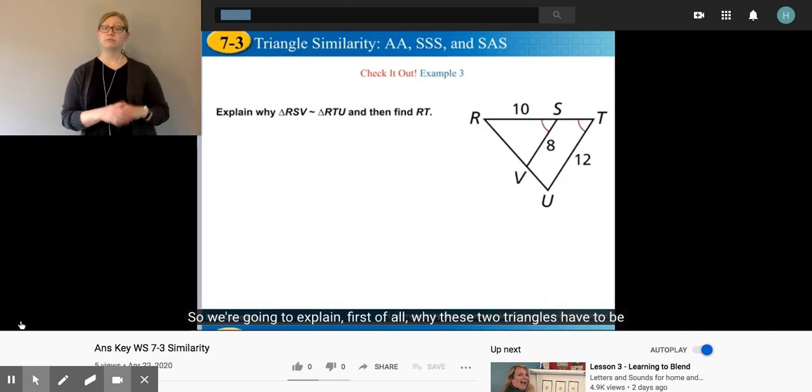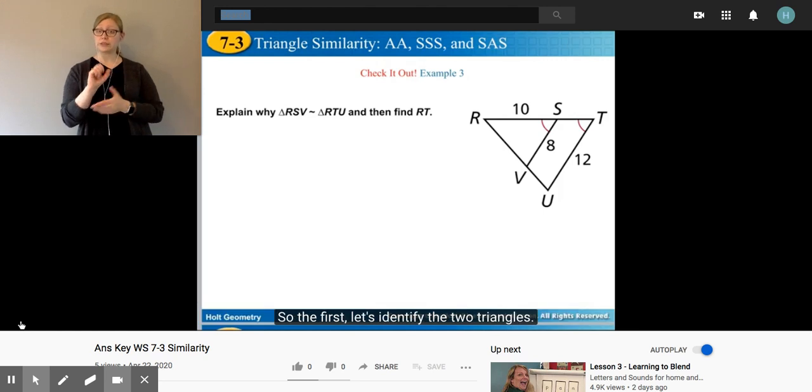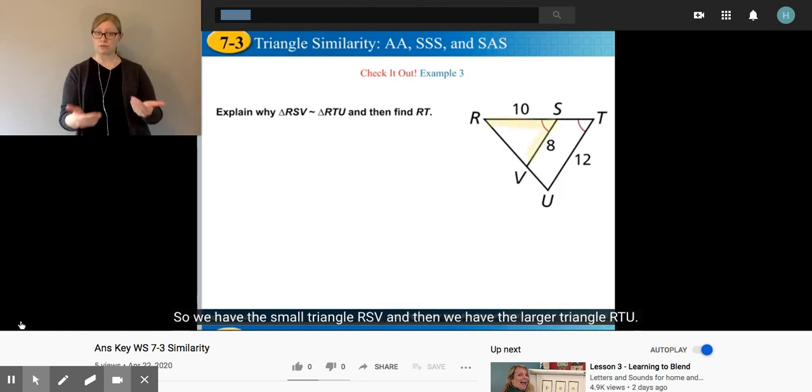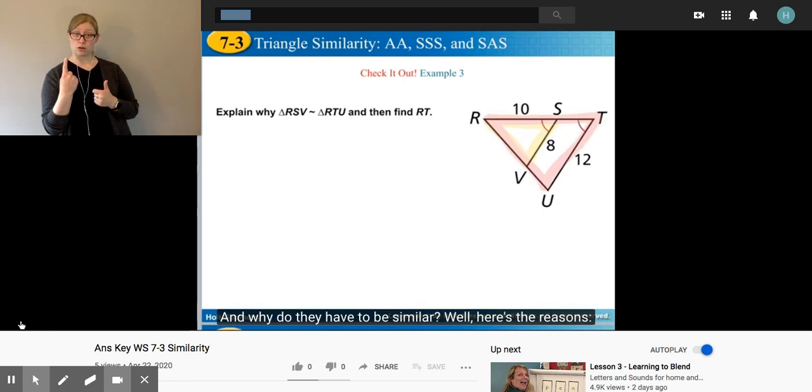So we're going to explain first of all why these two triangles have to be similar, and then once they're similar we can use that information to find the length RT. So first, let's identify the two triangles. We have the small triangle RSV, and then we have the larger triangle RTU. And why do they have to be similar?